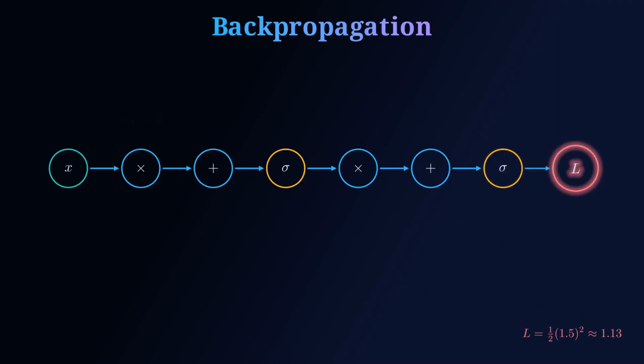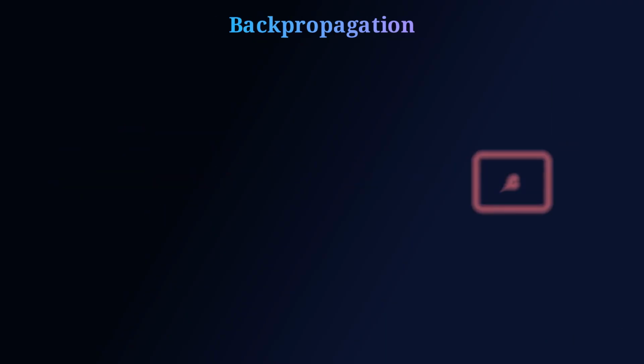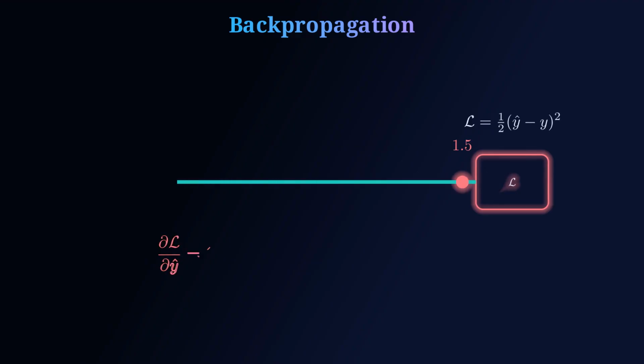Now the real question. How much is that loss the fault of the first weight, the 3 we chose? To find out, we do not restart, we send a signal backward, and this is where backpropagation earns its name. The backward signal at each node answers a local question. If my output changed by a tiny bit, how much would the loss change? We will carry this quantity, the sensitivity of the loss to a node's value, backward through the graph. At the loss itself, this is easy. The loss is half the squared difference, so its sensitivity to the prediction is just the difference, 1.5. That is the amount of blame flowing out of the loss node.